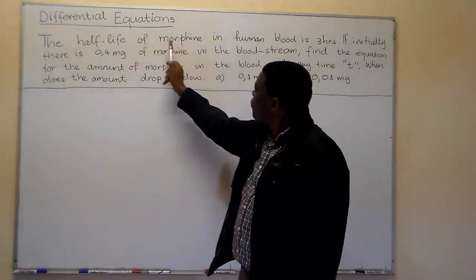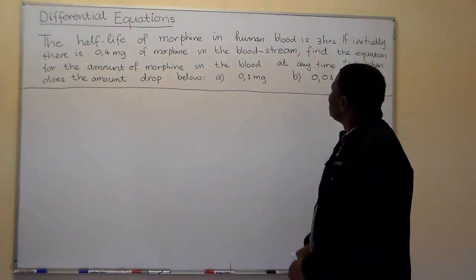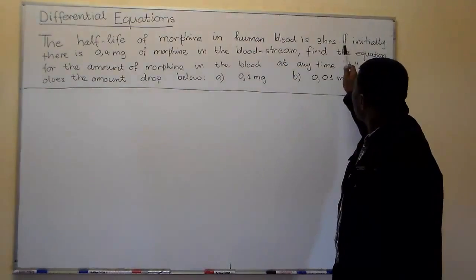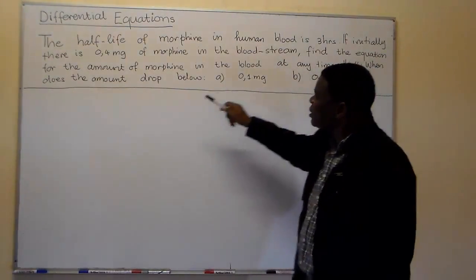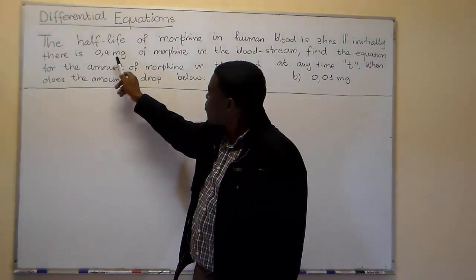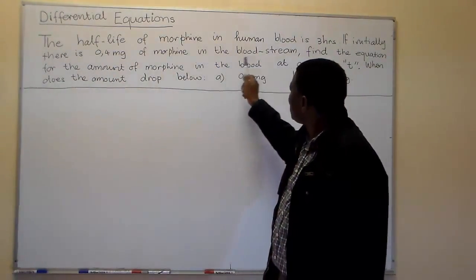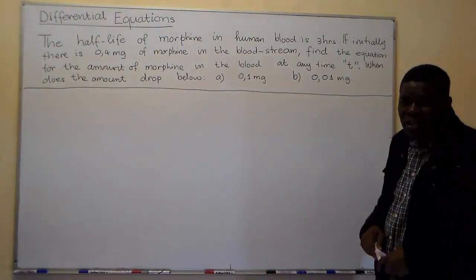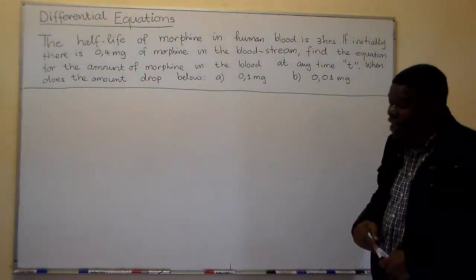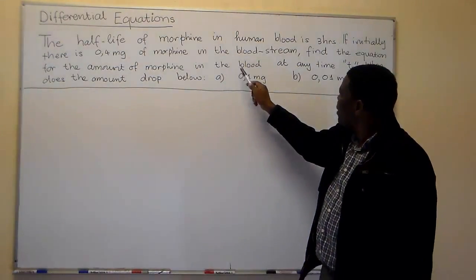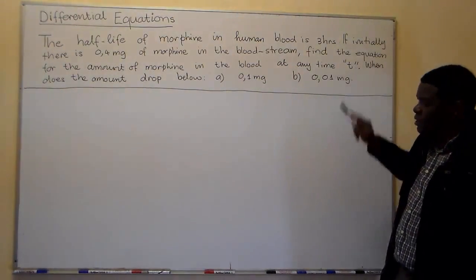The half-life of morphine in human blood is 3 hours. If initially there is 0.4 milligrams of morphine in the bloodstream, find the equation, in this case the function of time, for the amount of morphine in the blood at any time t.